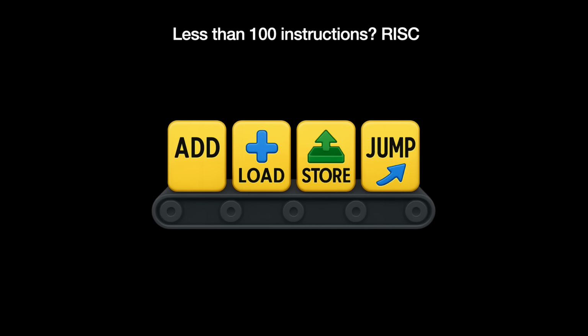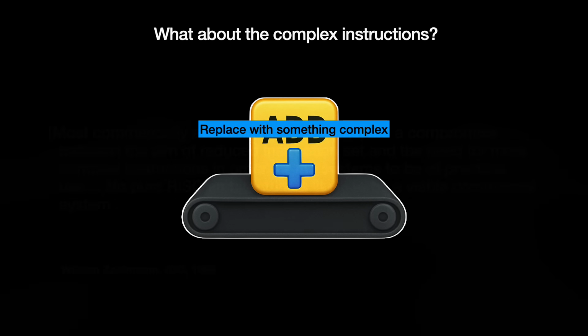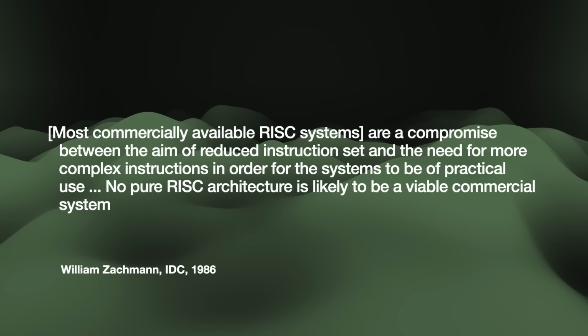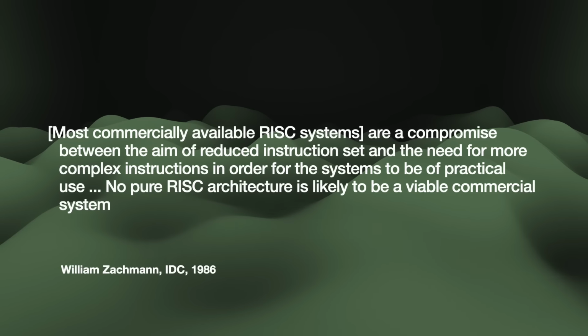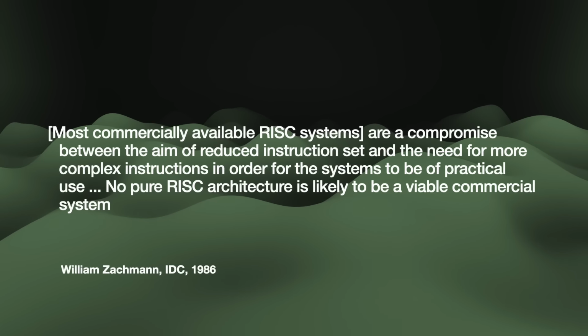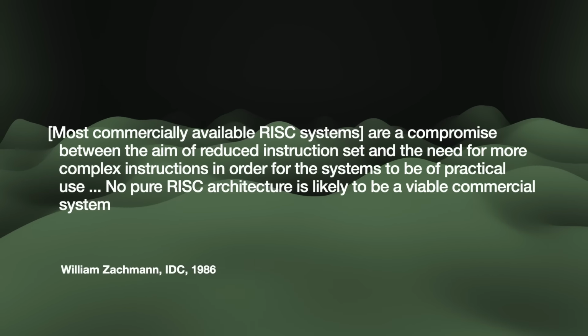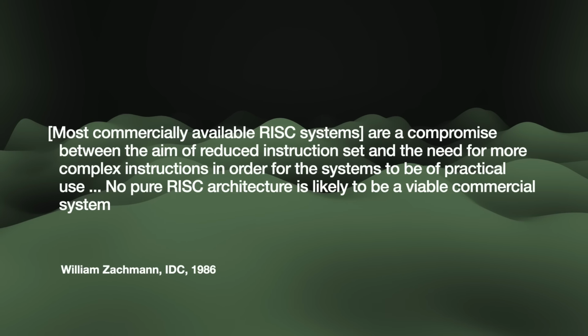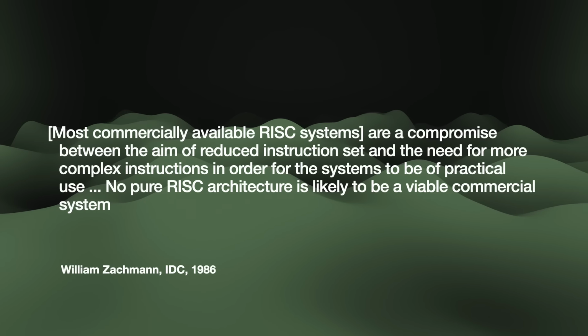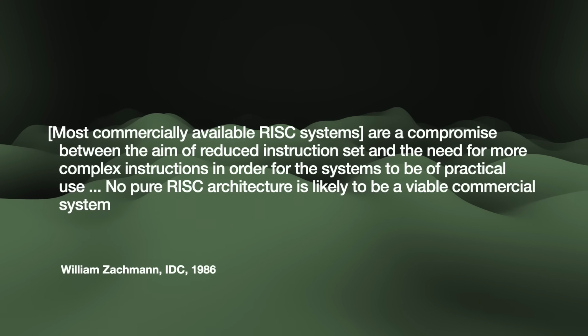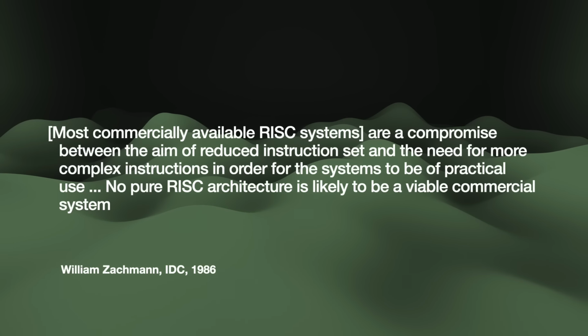It is also important to add that complex instructions were still necessary for many applications, so compromises are unavoidable. Analyst William Zachman of IDC said in 1986, "Most commercially available RISC systems are a compromise between the aim of reduced instruction set and the need for more complex instructions in order for the systems to be of practical use. No pure RISC architecture is likely to be a viable commercial system."